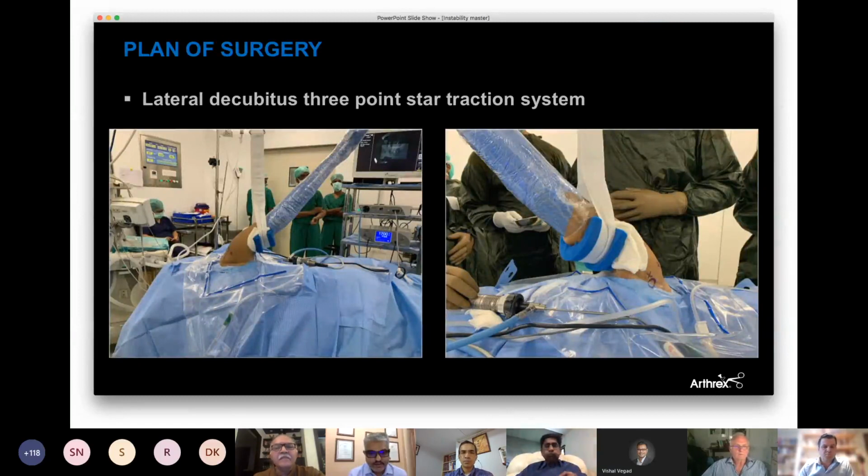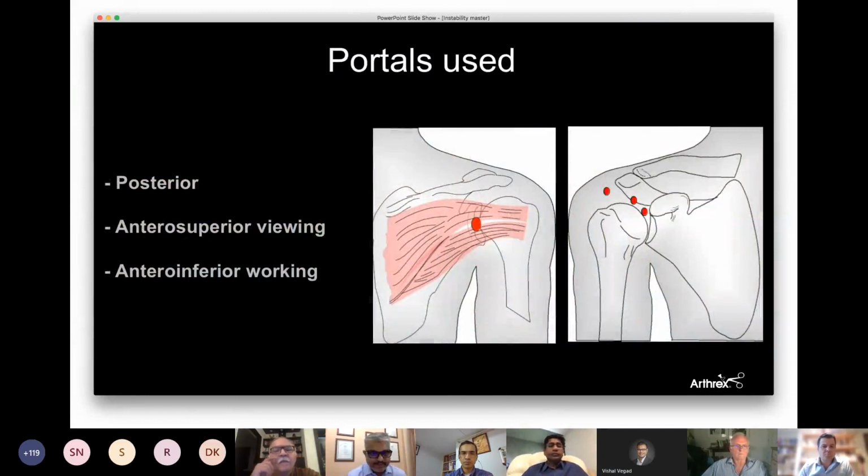You're going to do it in the lateral position with traction? That's right, that's the star traction pulley. Can we go on to the next slide, please? I think this three-point system is extremely important because it really gives you that distraction.